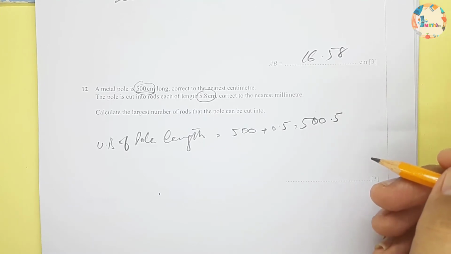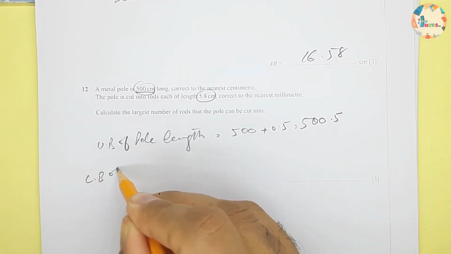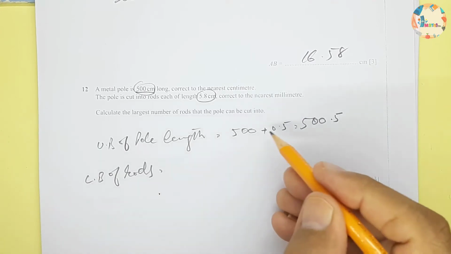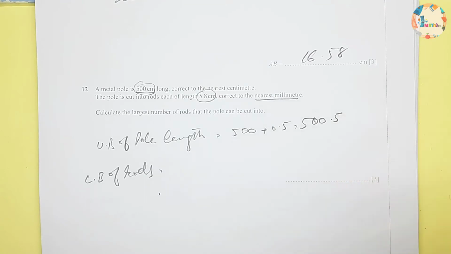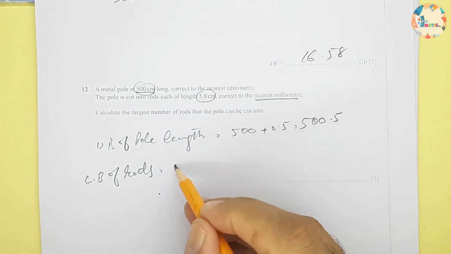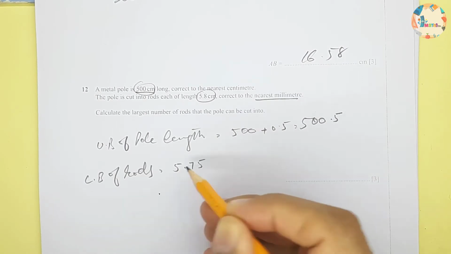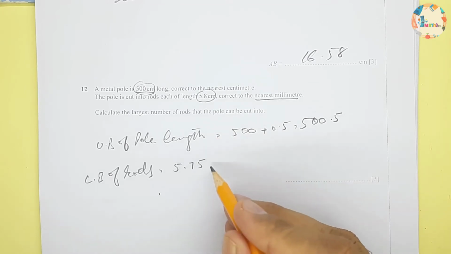The pole is cut into rods, each of length 5.8. So the lower bound of the rods, to the nearest millimeter, will be 5.75, because we will be subtracting 0.05, so we'll get this one.